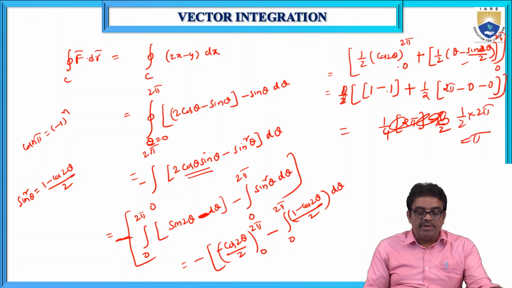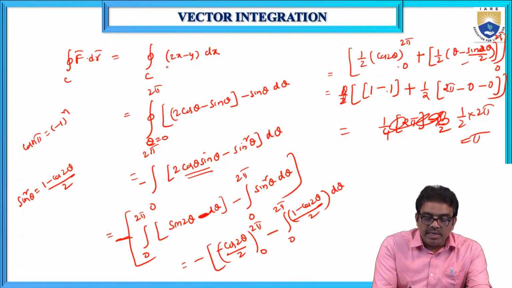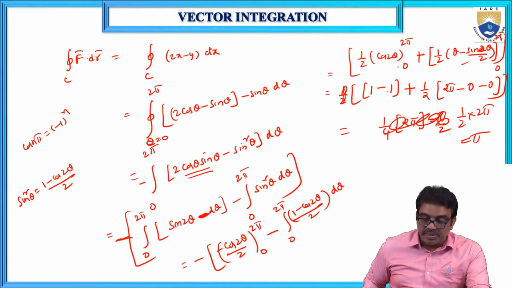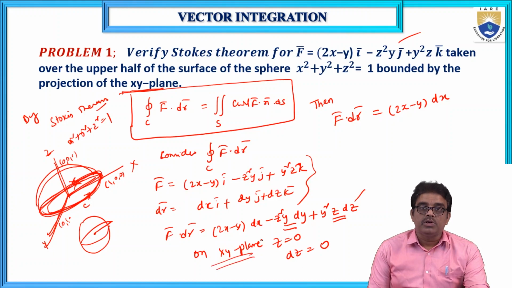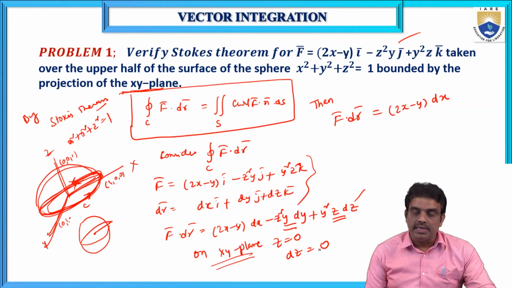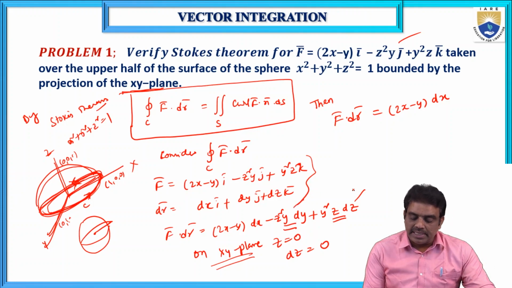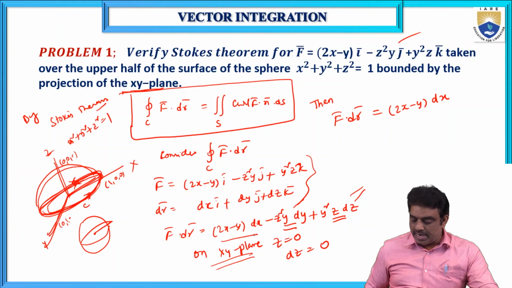So now once again I will explain. Integral over the closed curve C of f bar dot dr bar. F bar dot dr bar only, we will get the 2x minus y into dx as per the previous slide. The projection is considered on the xy plane, so z is 0, so that dz is 0. So z 0 means the second term is 0, the third term is 0, and we get the value from only the first term. The first term is 2x minus y into dx.